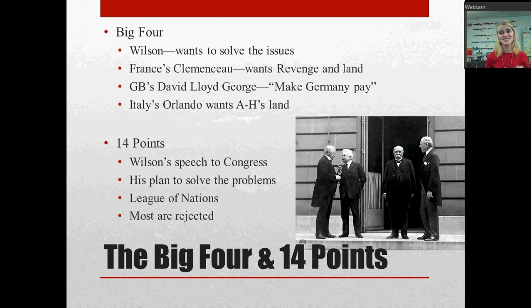Like, oh, Wilson, good for you. Does it sound like something that France and Britain and Italy want? Yeah, not so much, right? Most of his 14 points are rejected. Only one of them actually makes it into the treaty, and we'll talk about which one that is in a second.